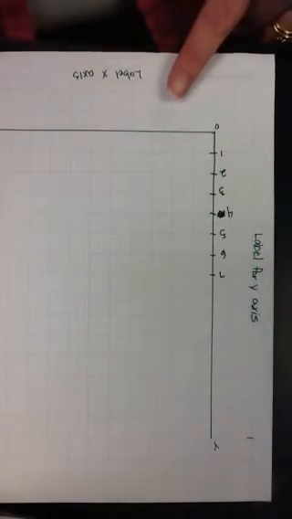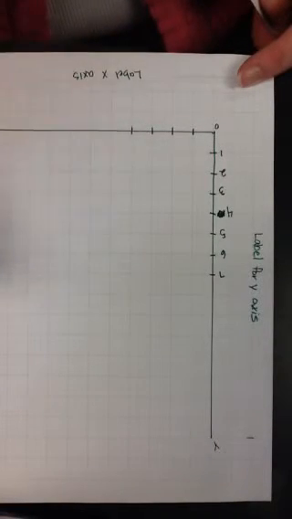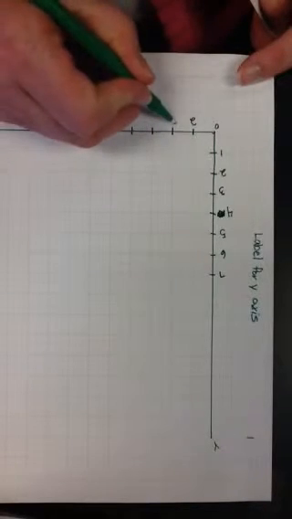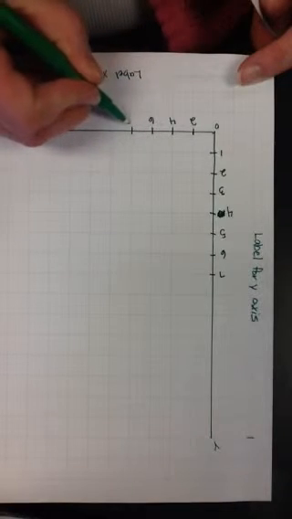Then you're going to do the same thing on the x-axis, skipping by the same interval. So if you're going by 2's here, you want to go 2, 4, 6, 8.